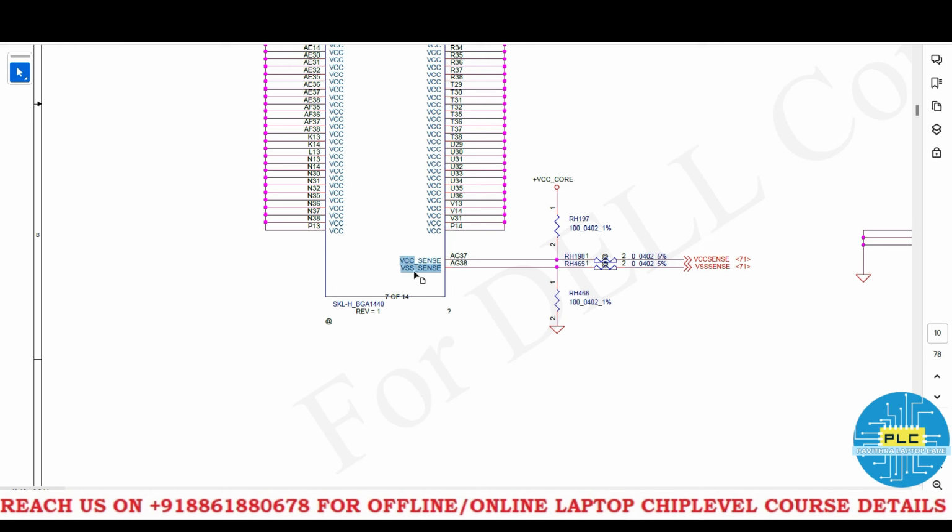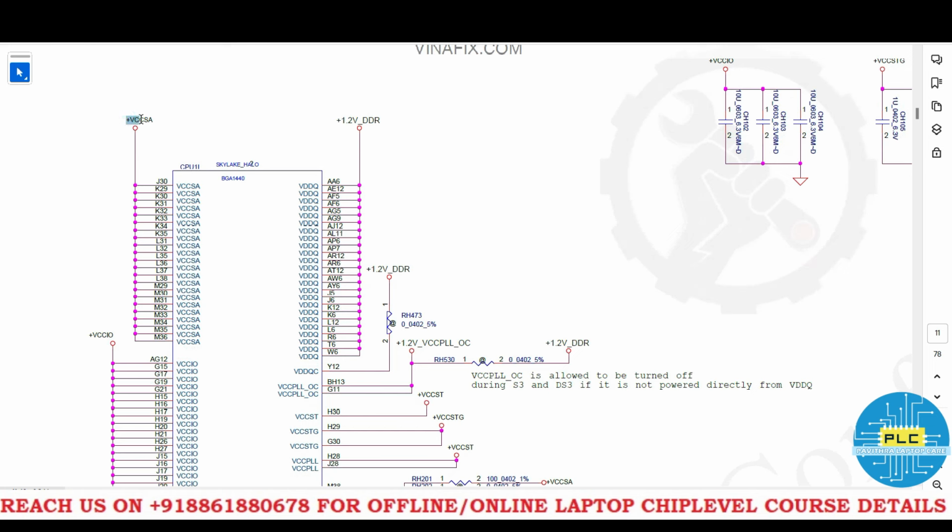VCC sense. What is that VCC sense? It is an isolated, low impedance voltage sense pin. It will carry the power information, the core required voltage information, to the CPU IC. Here VCC SA is the processor system agent power rail. VDDQ is 1.2 volts DDR, coming from the RAM. This is the system memory power rail. One more important one is the system memory power rail.